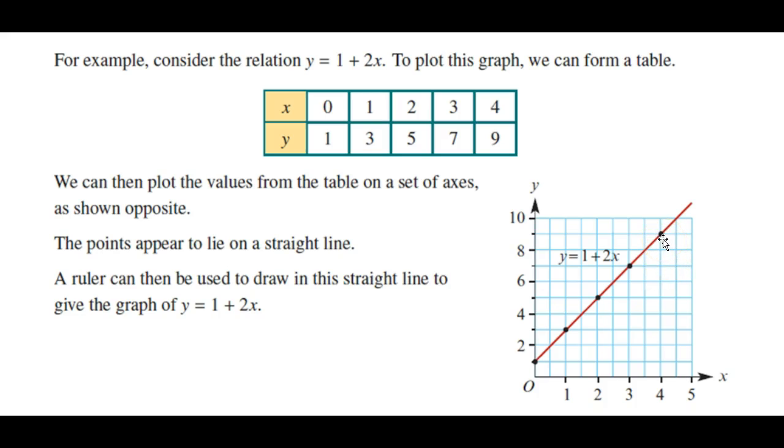You may have noticed as I moved the cursor there, each time we went across one, we went up 2. Across one, went up 2. Across one, and went up 2. And that's related to the fact that as x changes by a fixed amount, so does y. That's what describes a linear rule. And we'll learn more about that later.